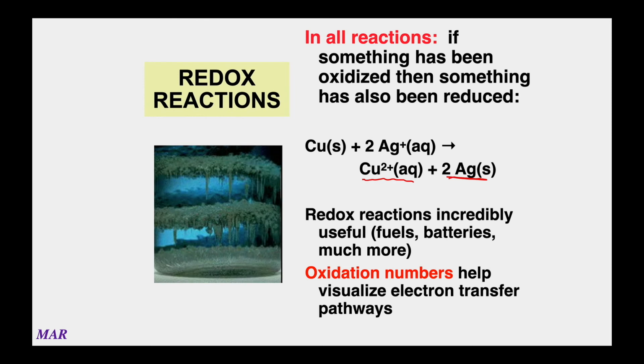Now, sometimes seeing what's being oxidized and what's being reduced is easy, and sometimes it's difficult. So an oxidation number is a system that chemists have developed to relatively quickly visualize where electrons are coming from and where they're going to. So let's talk about how you assign oxidation numbers and do some examples of how they can help us.